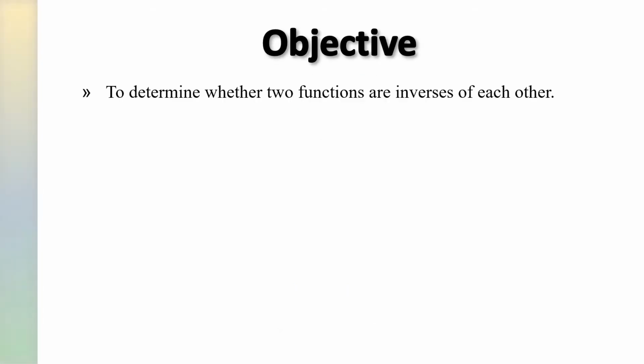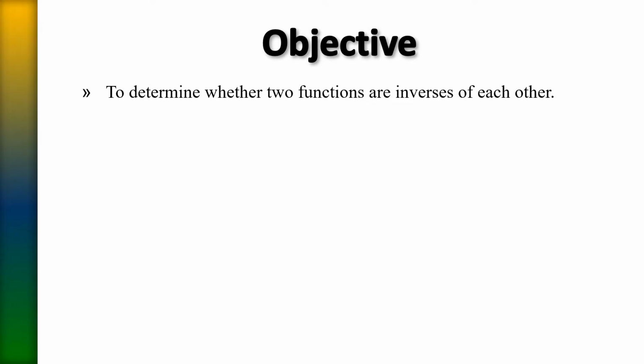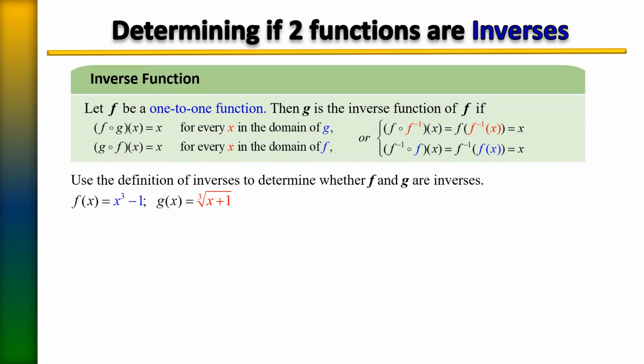In this lesson, we will determine whether two functions are inverses of each other. Inverse function. Let f be a one-to-one function. Then g is the inverse function of f if f of g of x equals x for every x in the domain of g, and g of f of x equals x for every x in the domain of f.